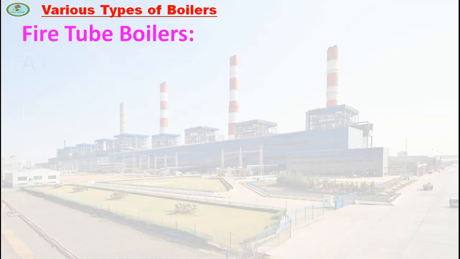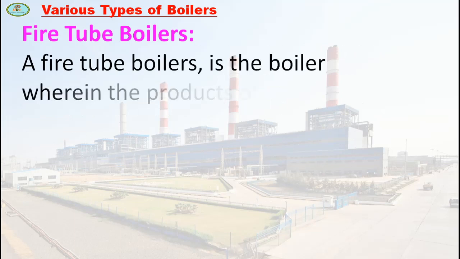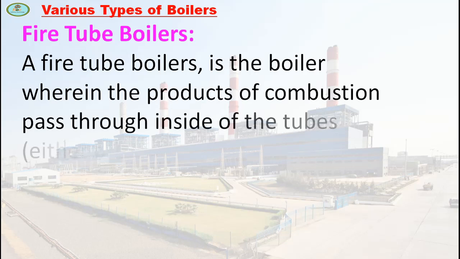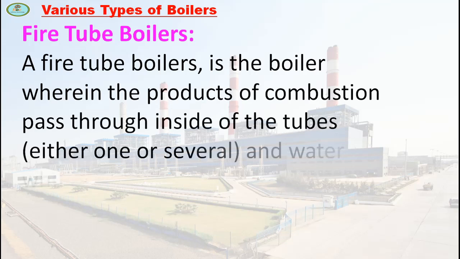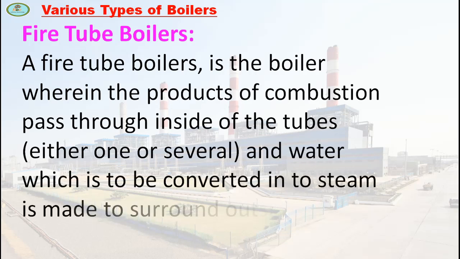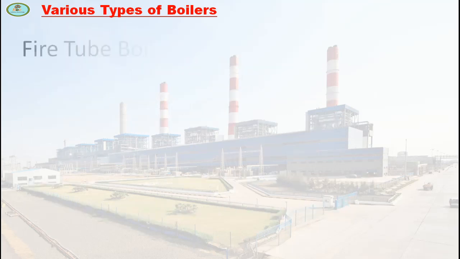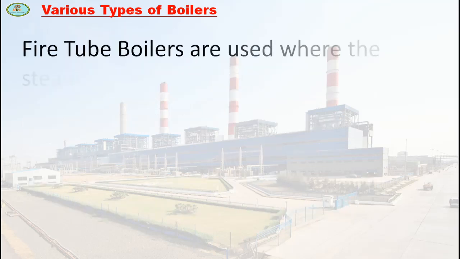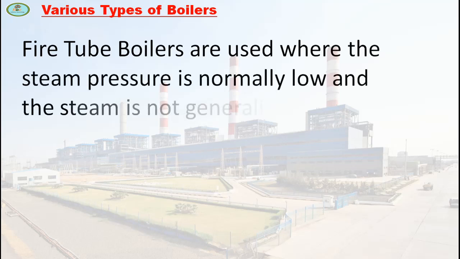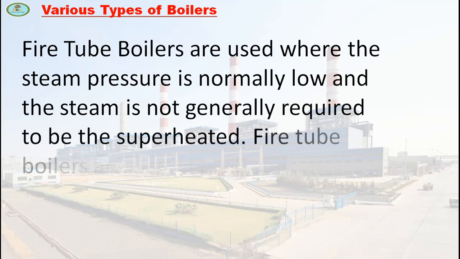Fire tube boilers. A fire tube boiler is a boiler wherein the products of combustion pass through the inside of the tube, either one or several, and water which is to be converted into steam is made to surround the outside of these tubes. Fire tube boilers are used where the steam pressure is normally low and the steam is not generally required to be superheated.